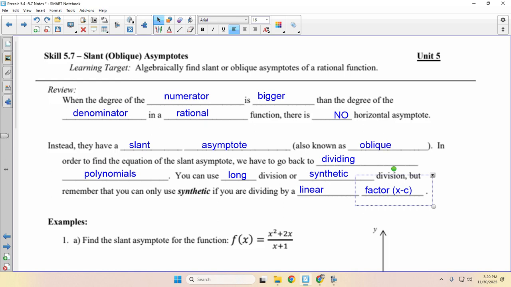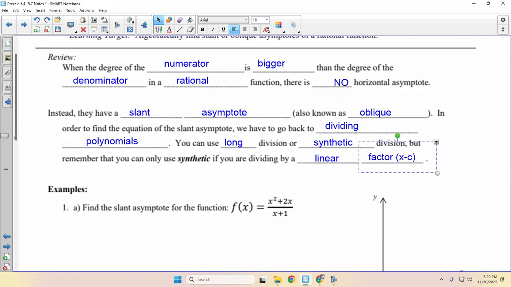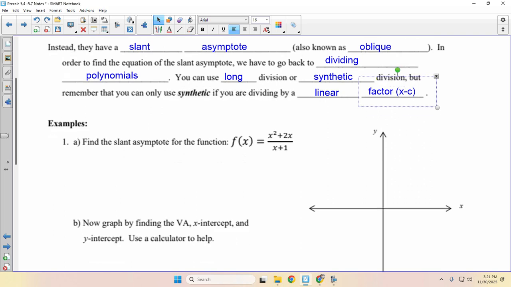In order to find the equation of the slant asymptote, we have to go back to dividing polynomials. We can use long division or synthetic division, but we can only use synthetic division while we are dividing by a linear factor. So that is like x minus 2, x plus 7. So it has to be a linear factor to use synthetic division.